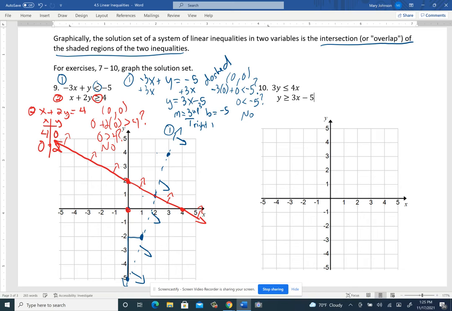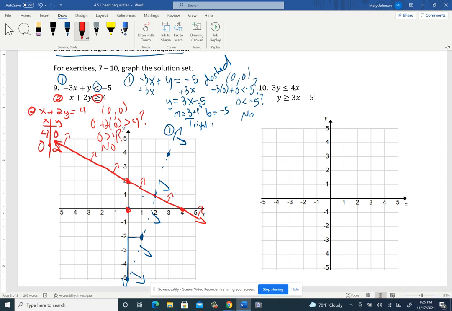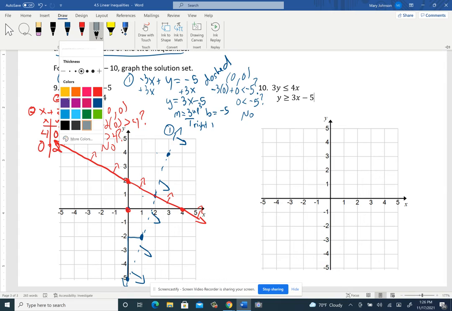Okay. Now I'm going to look, and I'm going to do my answer in purple. Change that to a purple.